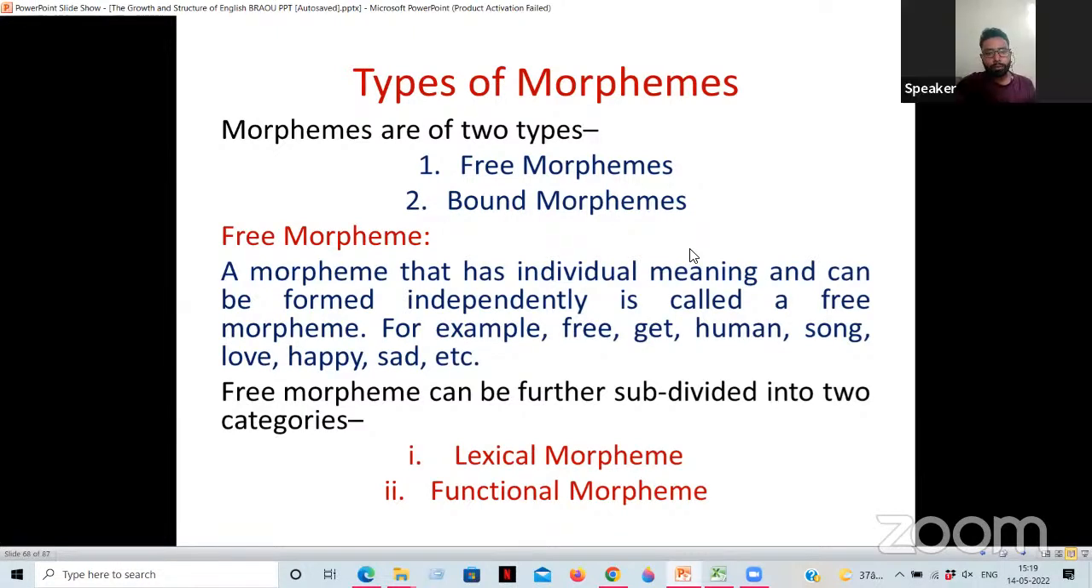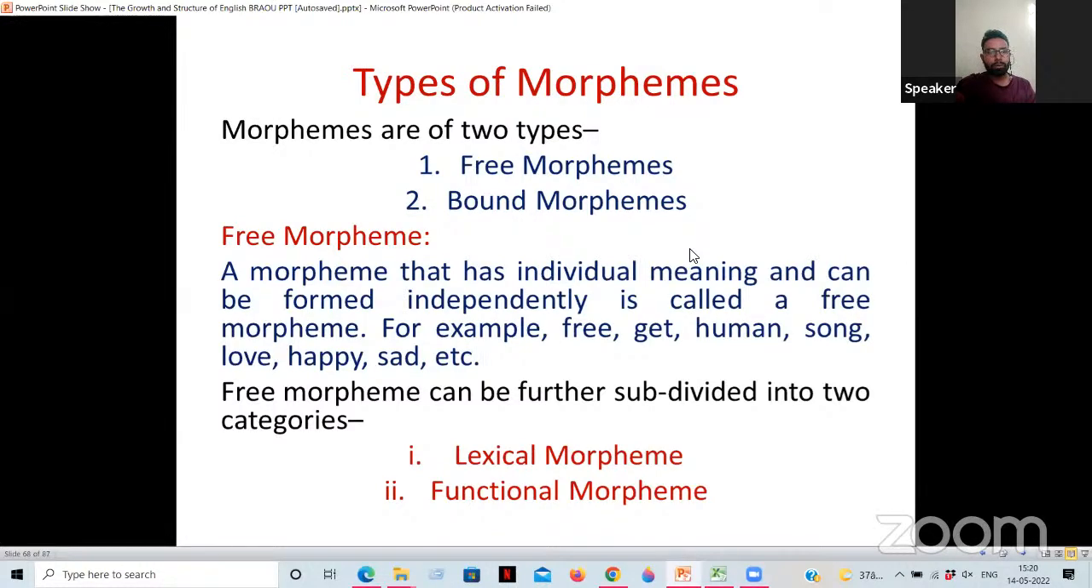So we talked about morpheme and its types. Broadly it has two types. One is free morpheme, and another one is bound morpheme. Now we have talked about free morpheme. But within free morpheme, there are two other subdivisions. Okay. Now what are they? Number one is lexical morpheme, and another one is functional morpheme. So both these are free morphemes.